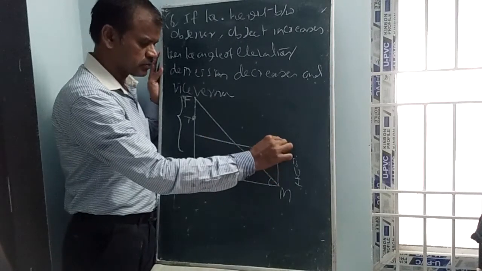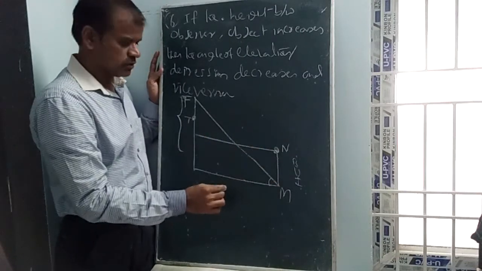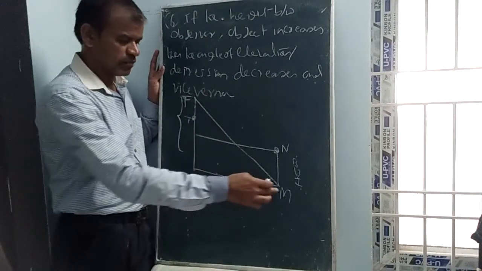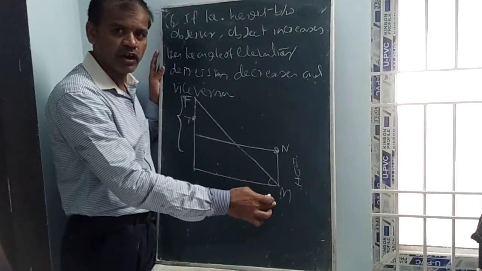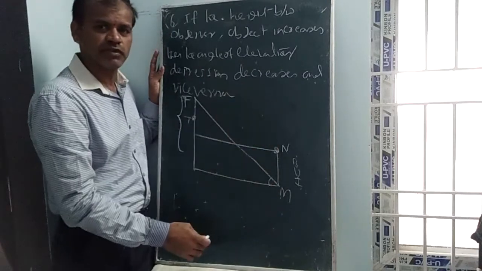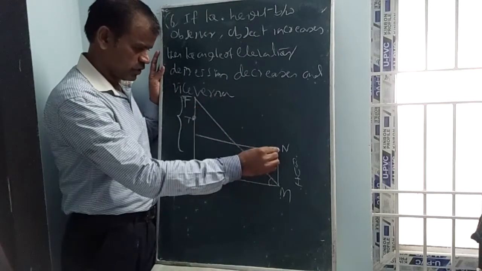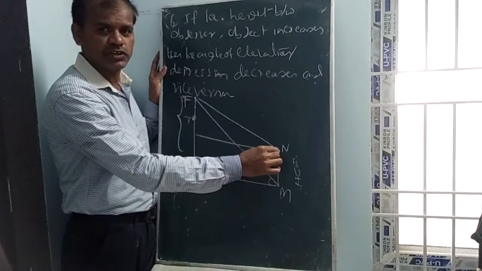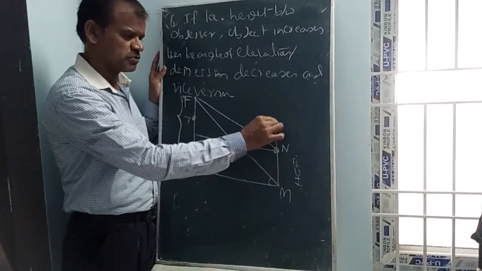On the building, put the name N. So now you can observe the angle of elevation from this man on the ground and from this man himself on the first floor of the building. Now observe this one. Next, here you observe.